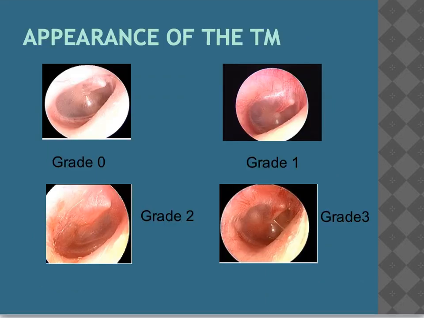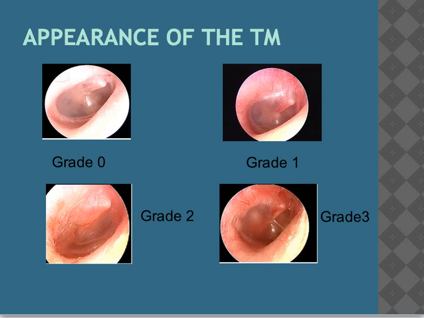Now let's take a look at some examples of tympanic membranes. In the top left corner is not acute otitis media. This is a normal appearance or effusion without any erythema. In the top right is what is known as a grade 1 tympanic membrane. This is also not classified as an acute otitis media. There is some erythema present, but no effusion.